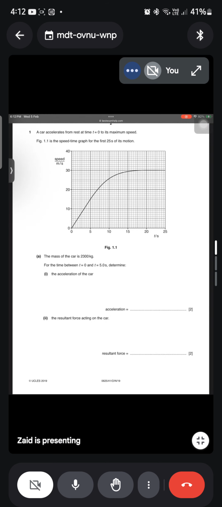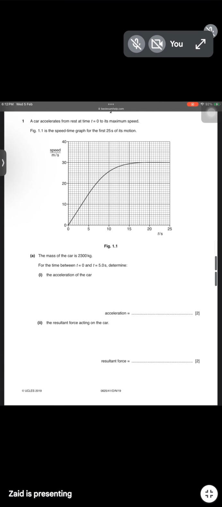So this is a paper discussion. I want all of you to be with me and just let me know if you have any troubles. Okay, Ziad, I want your attendance over here. So first of all, we want to find the acceleration of the car. Acceleration of the car is between 0 and 5. So it's a straight line, okay?